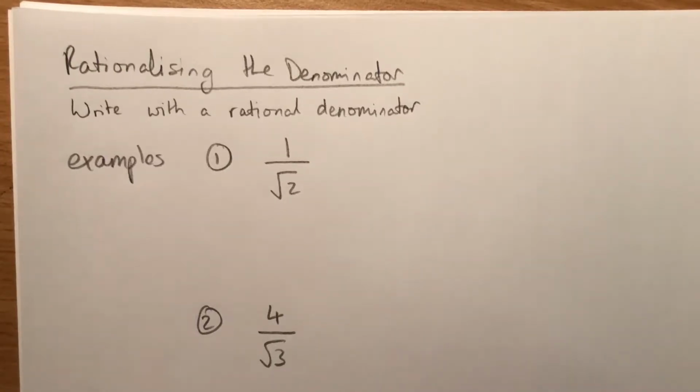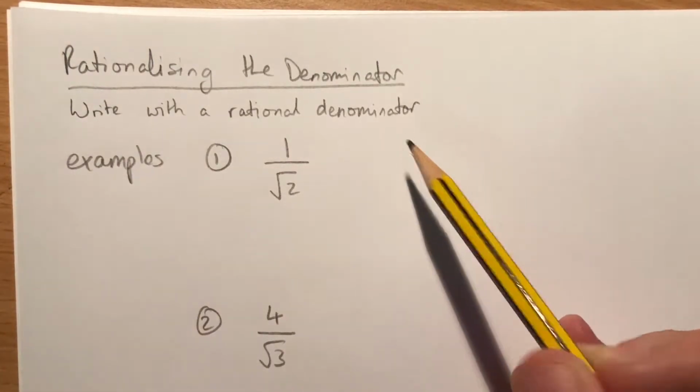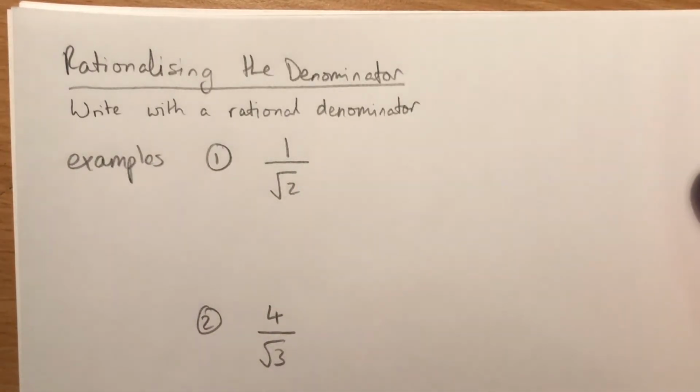In our final video on surds, we're going to look at how to rationalise the denominator. Now, you might occasionally see these questions saying, write with a rational denominator. What this means is we have to get rid of the surd that's on the bottom of our fraction.